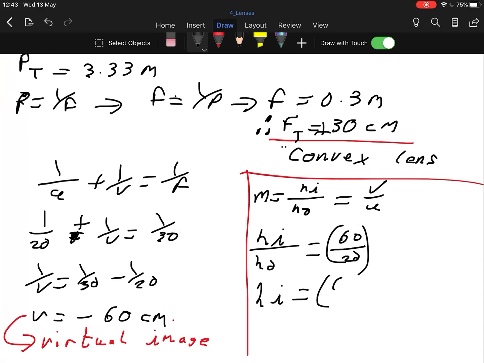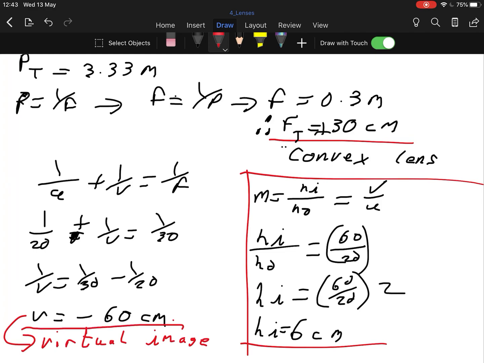So height of the image is going to be 60 over 20 times what did we say the height of the object was? 2. So the height of the image should work out to be 6 centimeters. And there you go. That's it. So we found all the 3 things that they wanted. The virtual image minus 60 centimeters.